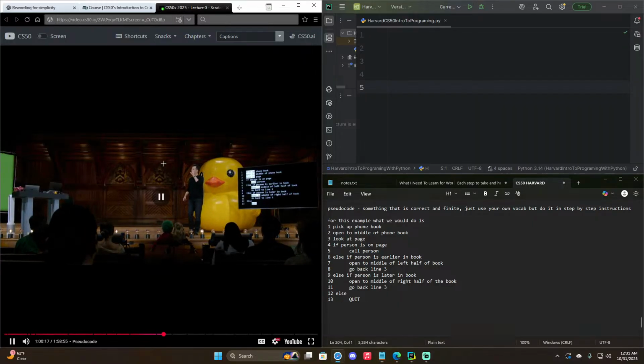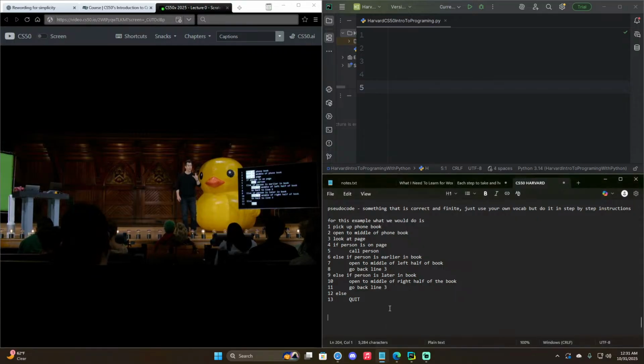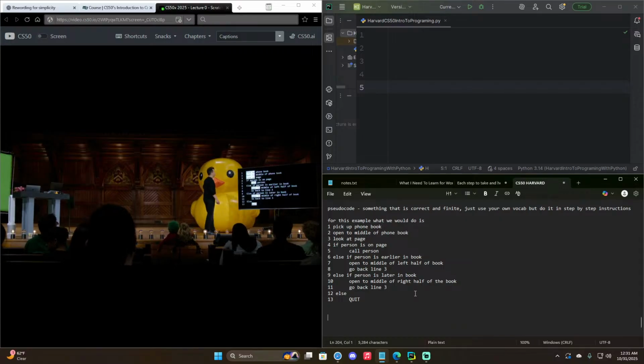A function is an action or a verb, a bite-sized task that a computer can do for you. Those then are functions in this here pseudocode.